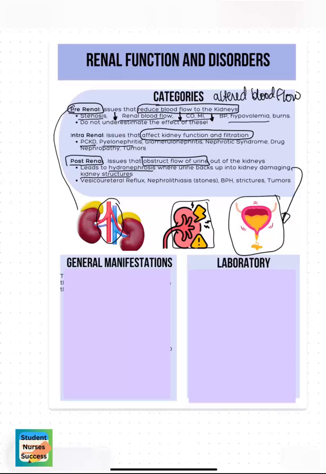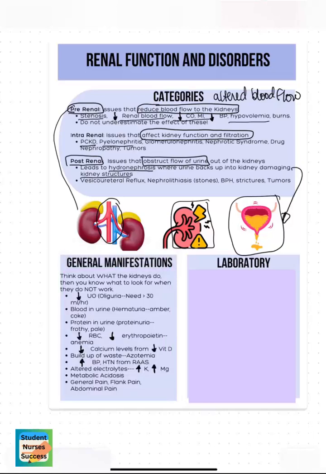Now, let's cover some of the general manifestations of disorders. The best way to approach this is to first think about what the kidneys do. And if you know what the kidneys are responsible for, then when they're not working, it makes it pretty easy to identify what the manifestations are going to be. First of all, what we generally see is oliguria or decreased urine output. Remember, you need 30 mLs an hour of urine as your minimum. So when we start to see a decrease in urine output, these are issues related to the kidney.